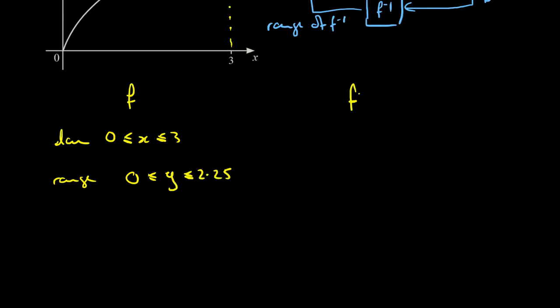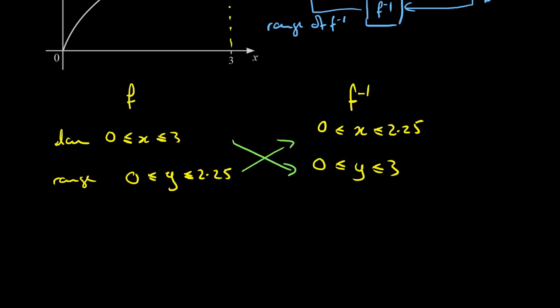Now then, for the inverse function, what's going to happen? Well, the domain of the inverse function is going to be the same as the range of the original function. So this is going to be x is everything between 0 and 2.25. And what's the range of the inverse function going to be? Well, it's going to be the same as the domain of the original function. So y has got to be everything between 0 and 3. In other words, these guys here, they switch places. Okay, that's the key idea.